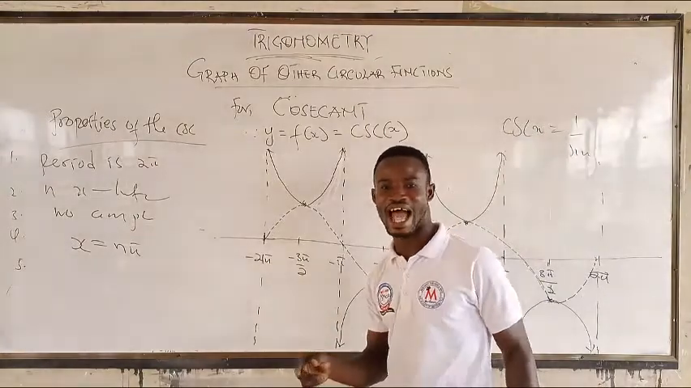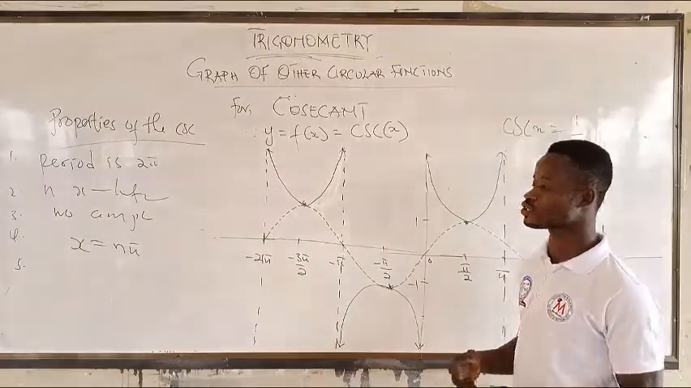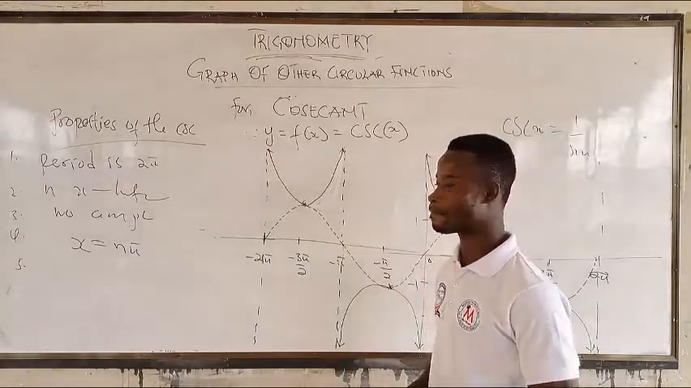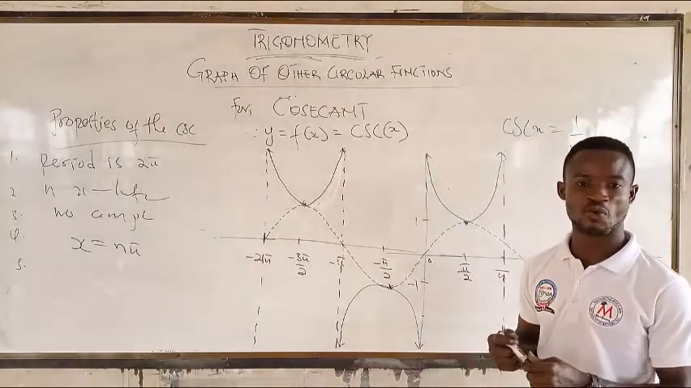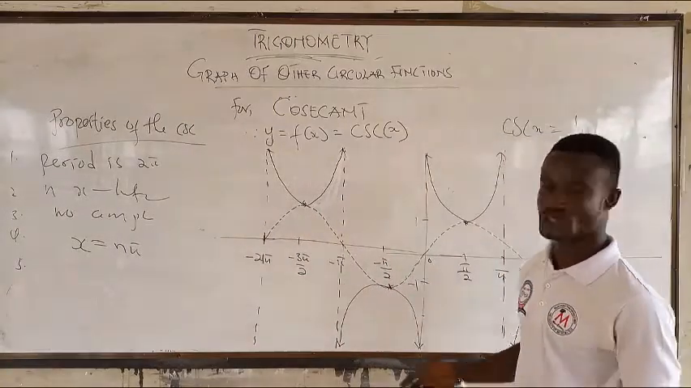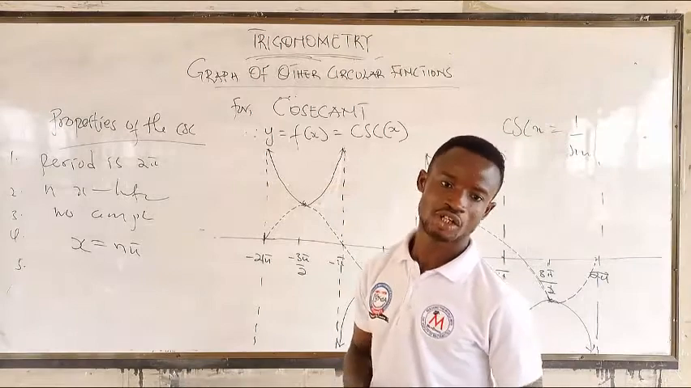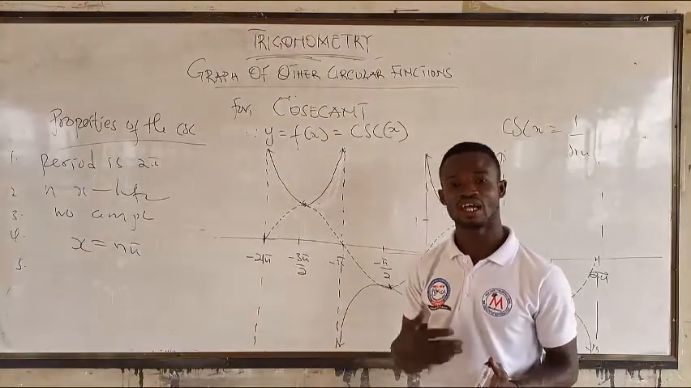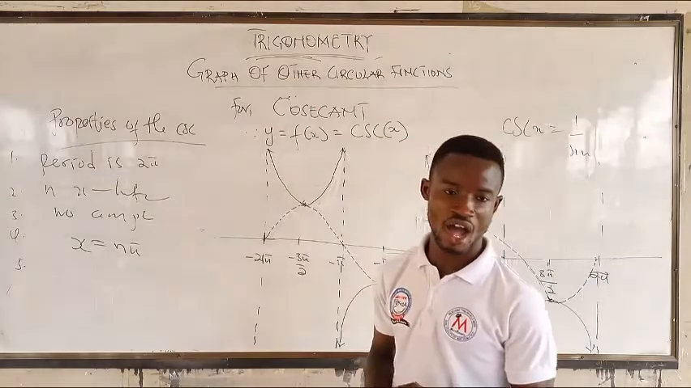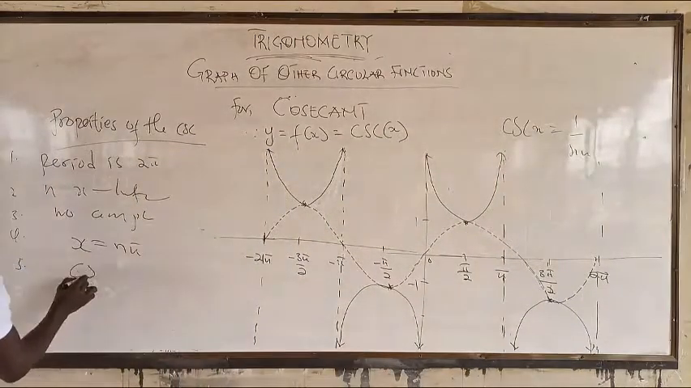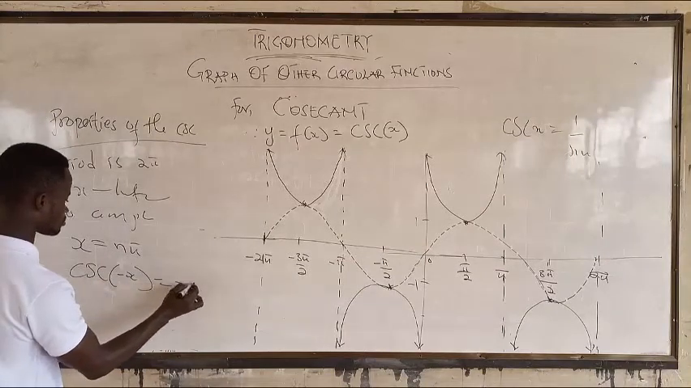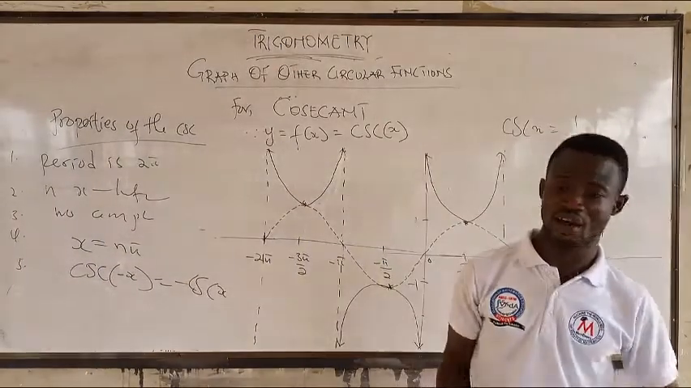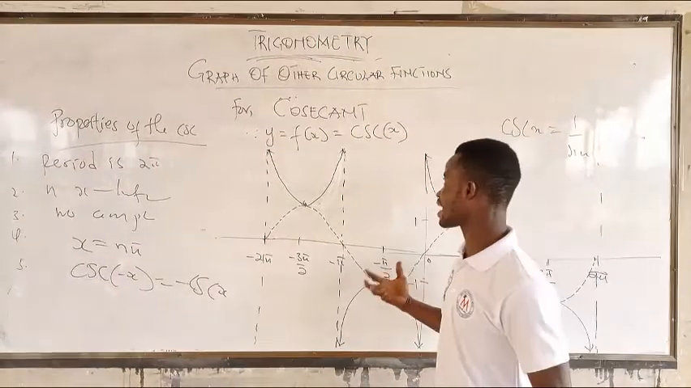The graph is discontinuous at values of x of the form x equals n pi and has a vertical asymptote at these values. Five: the graph is symmetric with respect to the origin. So the function is an odd function, and that one you know already because it's a reciprocal of sine. The function is an odd function for all x in the domain. All right, so that is all for that. Now we will be looking at that of sec.